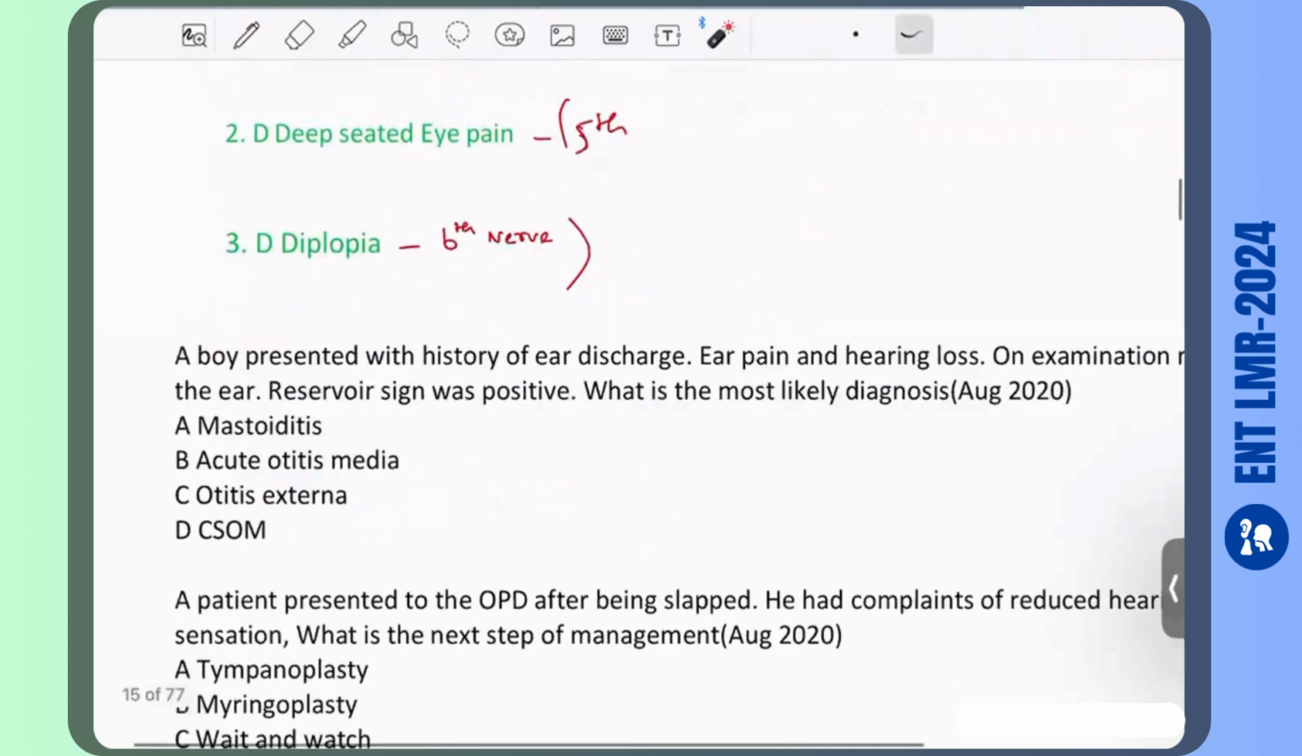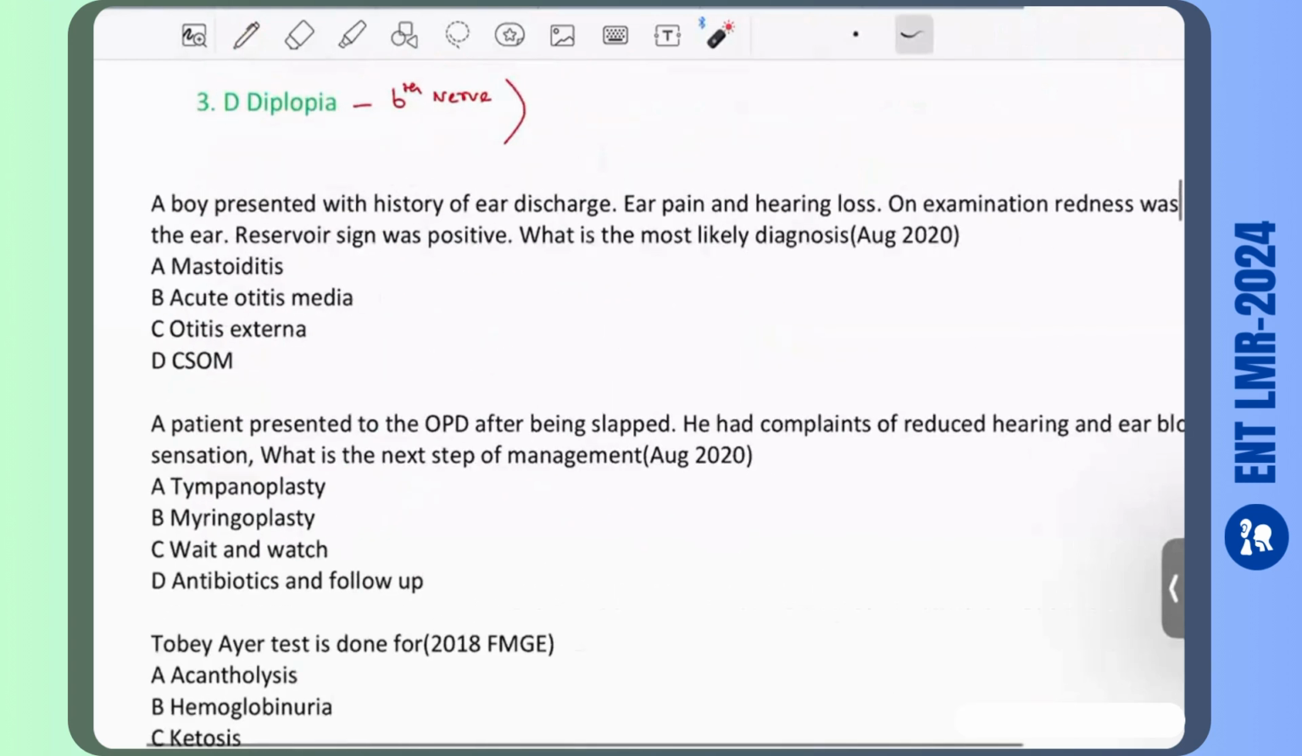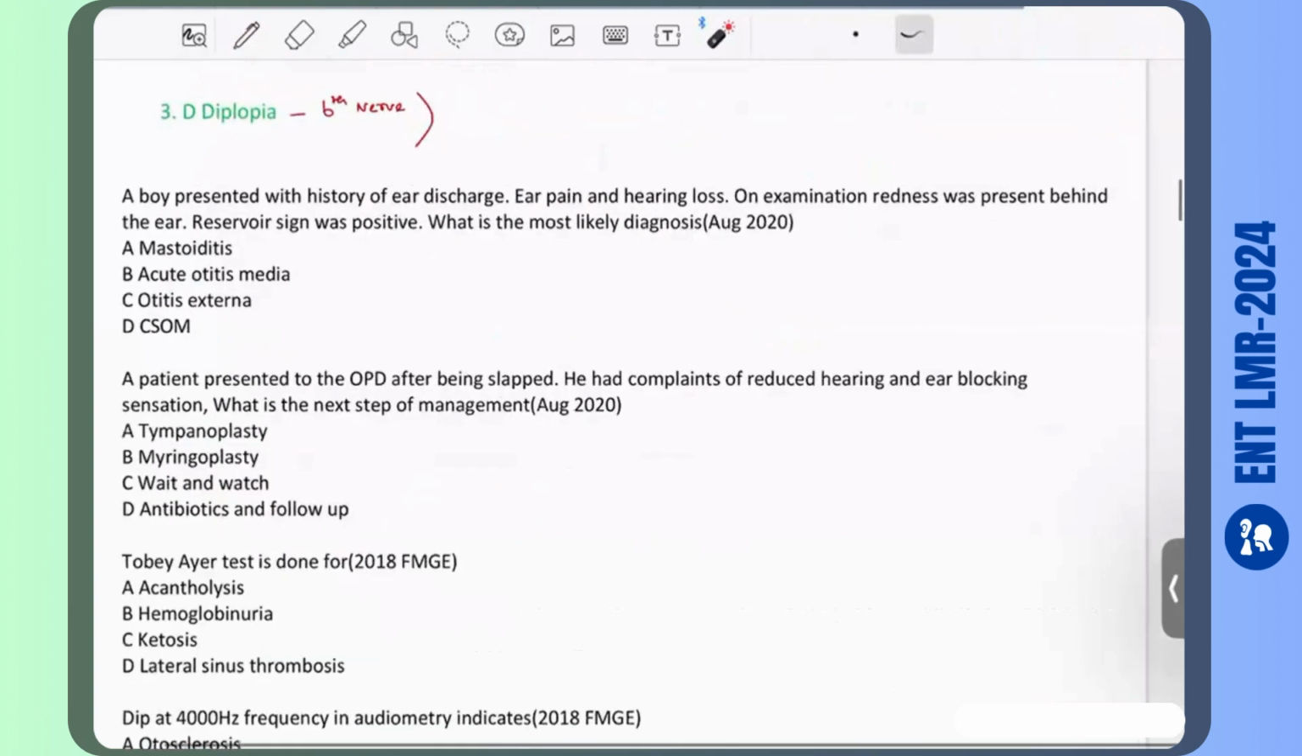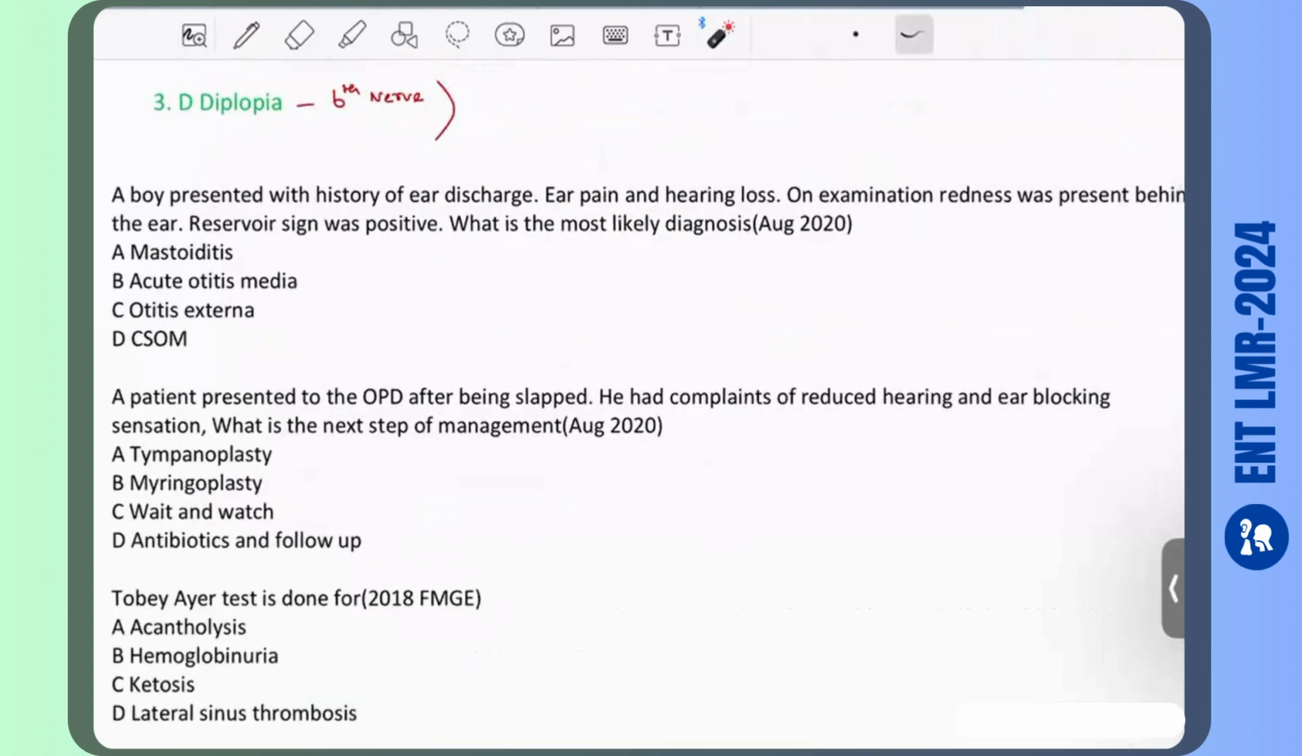Right? So the question: a boy presented with history of ear discharge, ear pain, hearing loss, redness was present behind the ear, Griesinger sign is positive. It is a clear-cut case of mastoiditis.